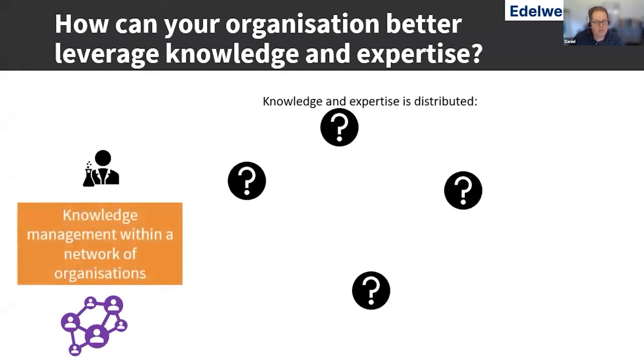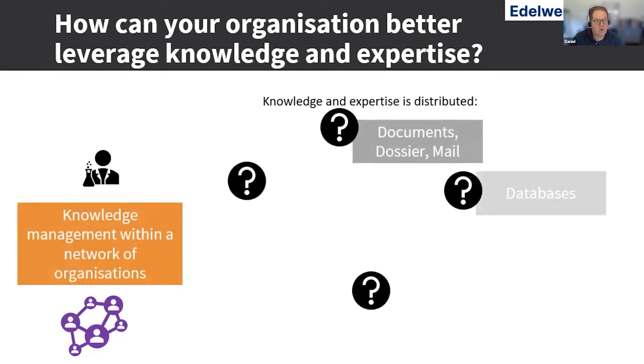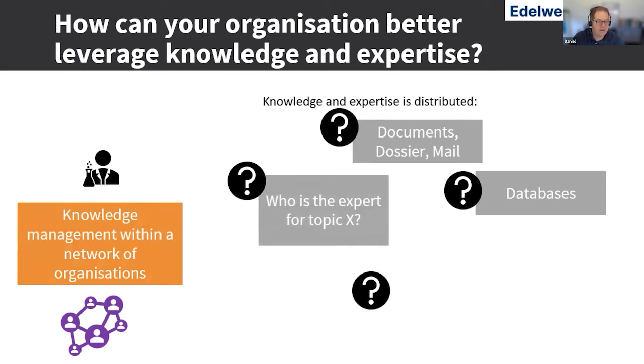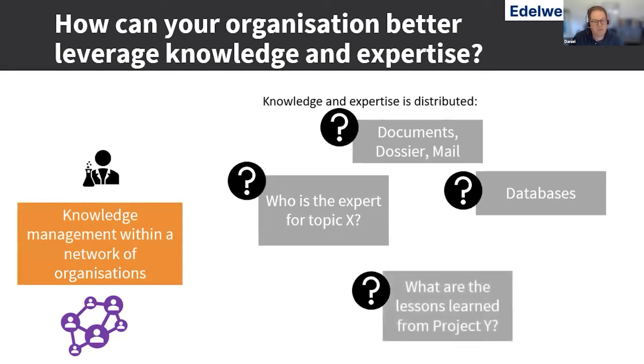And if we think, how can we do this? On one side, we have to say, okay, knowledge is represented in documents, dossiers, in mails, in databases, also in the relationships, who is expert for this topic, and also for lessons learned projects. So one stream of activities is to think, how can we leverage knowledge graphs for the classical knowledge management use cases that we have? And there we are taking the first steps in Risk Hunter.